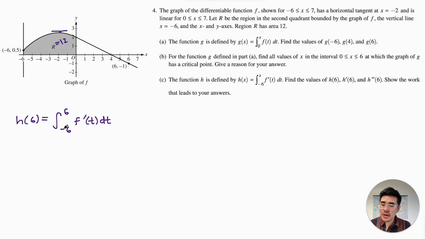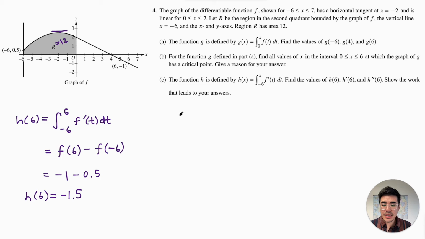Now, the tricky part here is that we're given the graph of f, so we can't find the area under the curve. So instead, we're going to need to use the fundamental theorem of calculus. If we're taking the integral from -6 to 6 of f prime of x, that's going to equal regular f of 6 minus regular f of -6, FTOC. What is regular f of 6? F of 6 is -1. That's the point right there. And then what is f of -6? It's equal to 0.5. So then h of 6 is equal to -1.5.